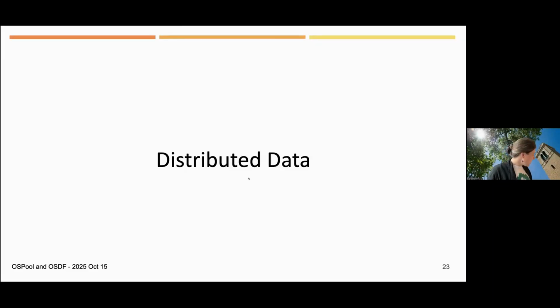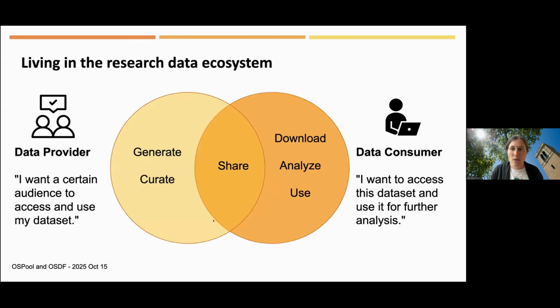So we're going to shift gears a little bit now to talk about data a little more than computing. Obviously, the two go together, but we want to focus on how we support data distribution, both alongside the OSPool and computing, but also just in general as part of our OSG services. So I'm going to start with a slide about how people might identify in the research data ecosystem.